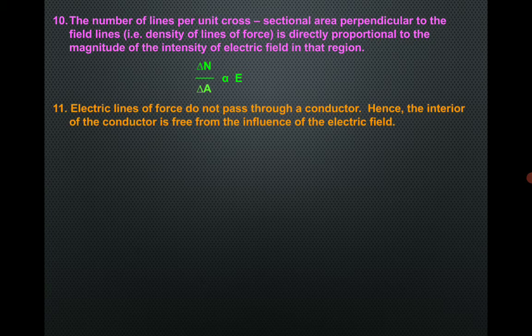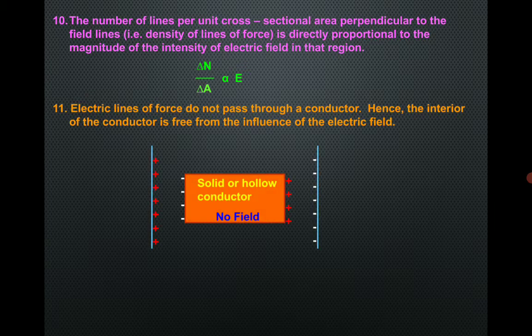Next, 11th property, electric lines of force do not pass through a conductor. So electric field lines cannot intersect a conductor, they cannot enter inside a conductor. Hence the interior of the conductor is free from the influence of electric field. This property will be elaborated in chapter number 2. Just read it out and keep it in your mind.